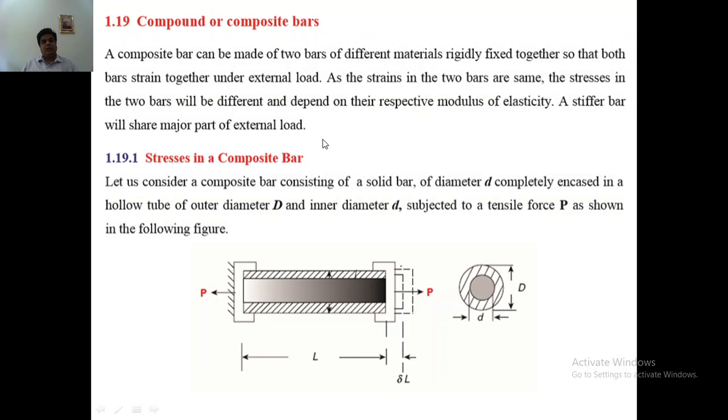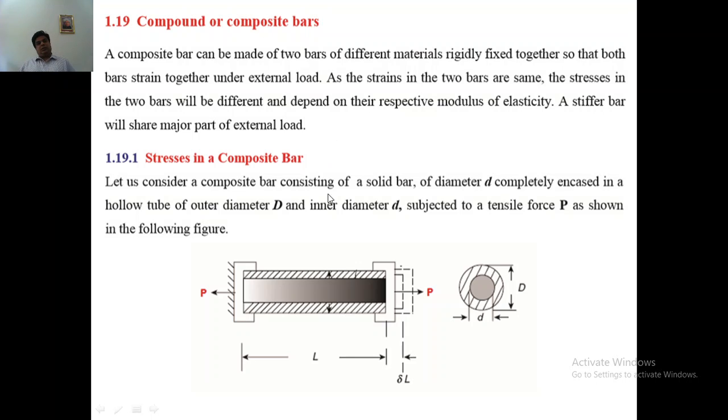For example, take RCC, the civil structure, reinforced cement concrete. Here we use steel bars which take the load, and the concrete covers the steel bars and transfers the loads to them. Like that, there are many structural applications where we combine two or more materials, and that structure is called a compound bar or composite bar.